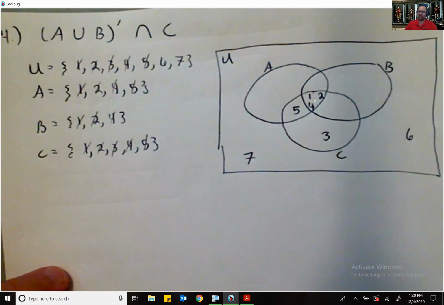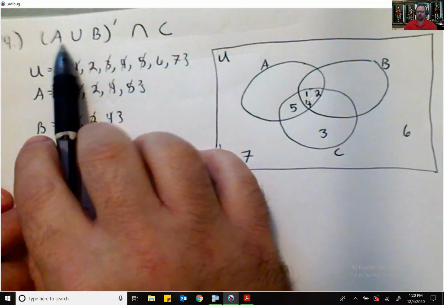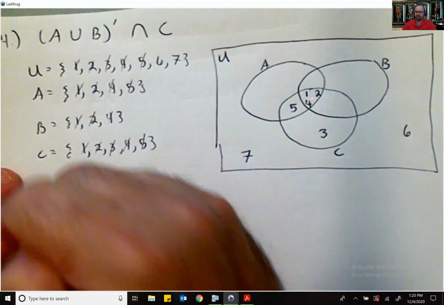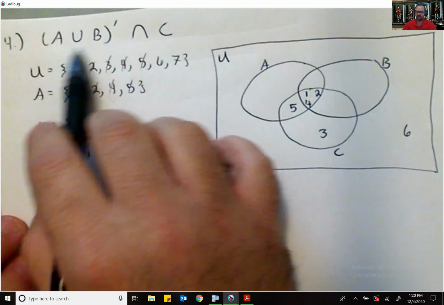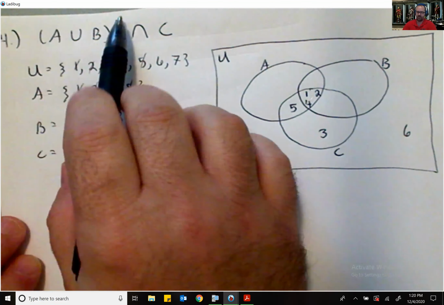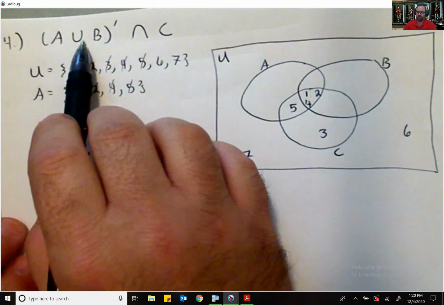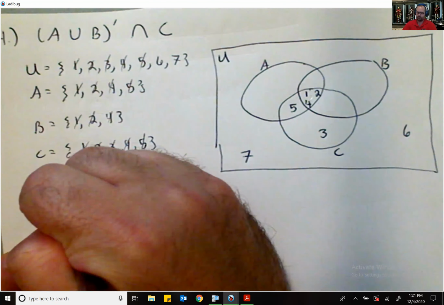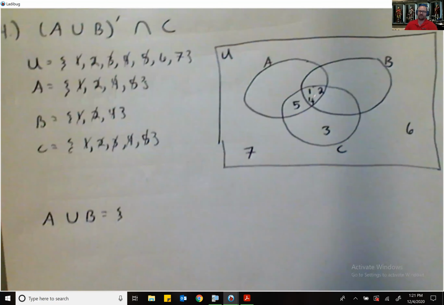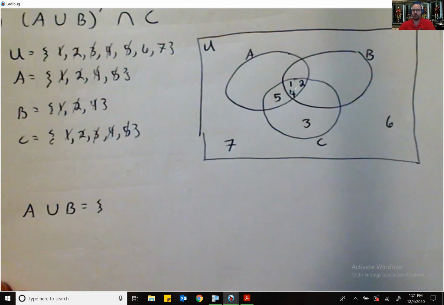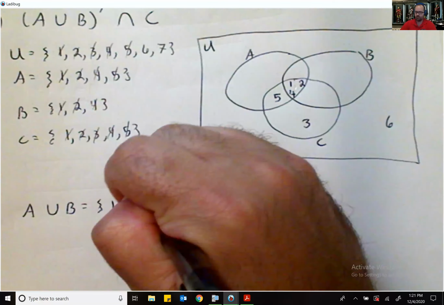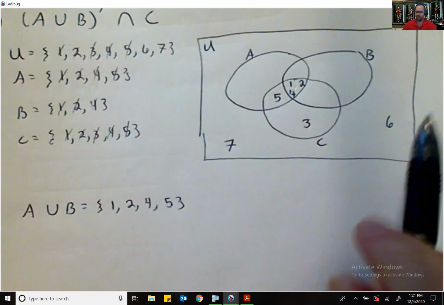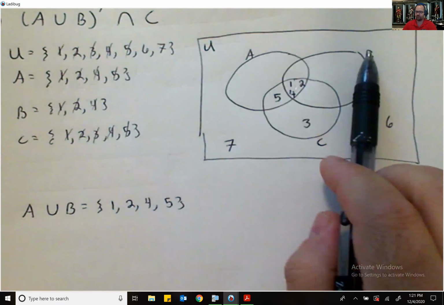All right, so now that we got the Venn diagram, it's going to be easy to do all this information. Again, we start with our parentheses. Inside my parentheses, there's no complement because it's on the outside. So we just take care of the A union B. What do both the circles A and B have? 1, 2, 4, and 5. You got it. Those are the numbers in the A circle and the B circle.